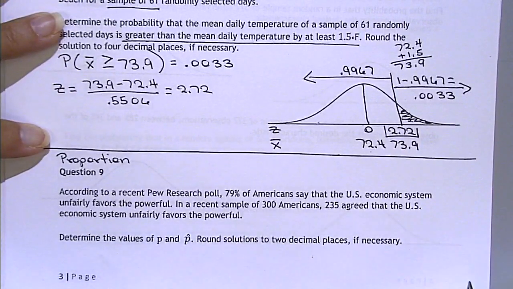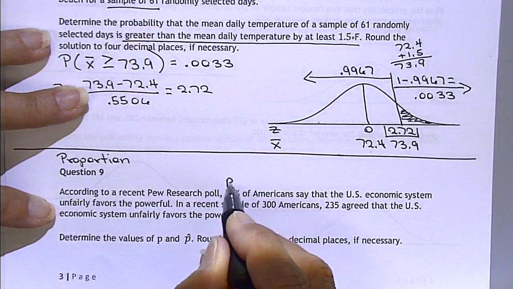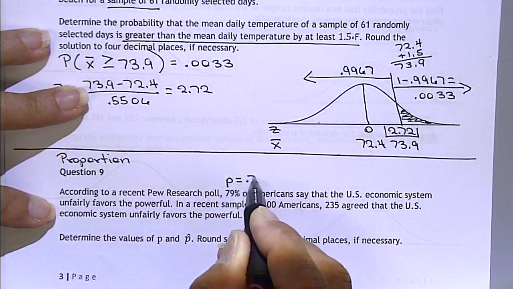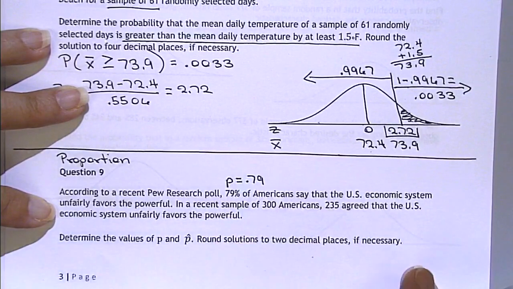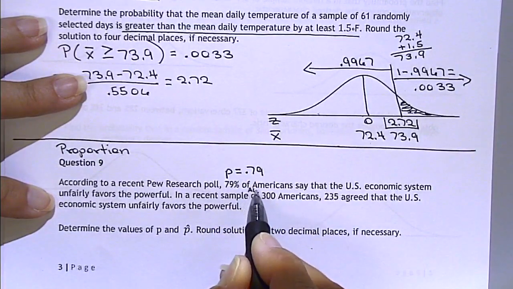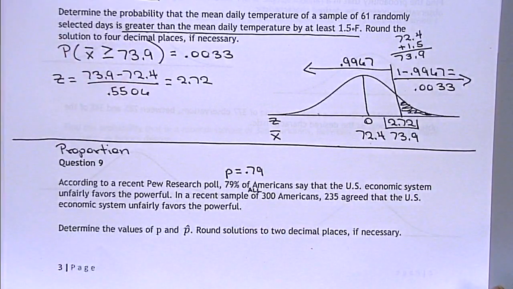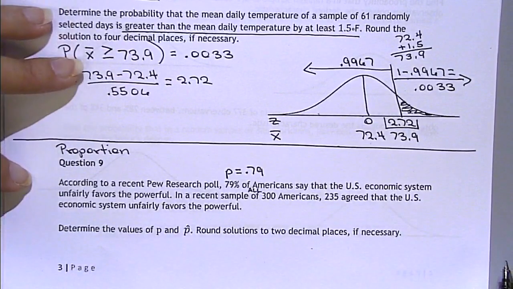79% of Americans say U.S. economic system unfairly favors the powerful. That is a proportion. We write it as a decimal. This is called P. It's called the population proportion. It doesn't say all Americans here, but wouldn't you say 79% of Americans is understood that it means all Americans? So that's our population proportion. You can call it P.